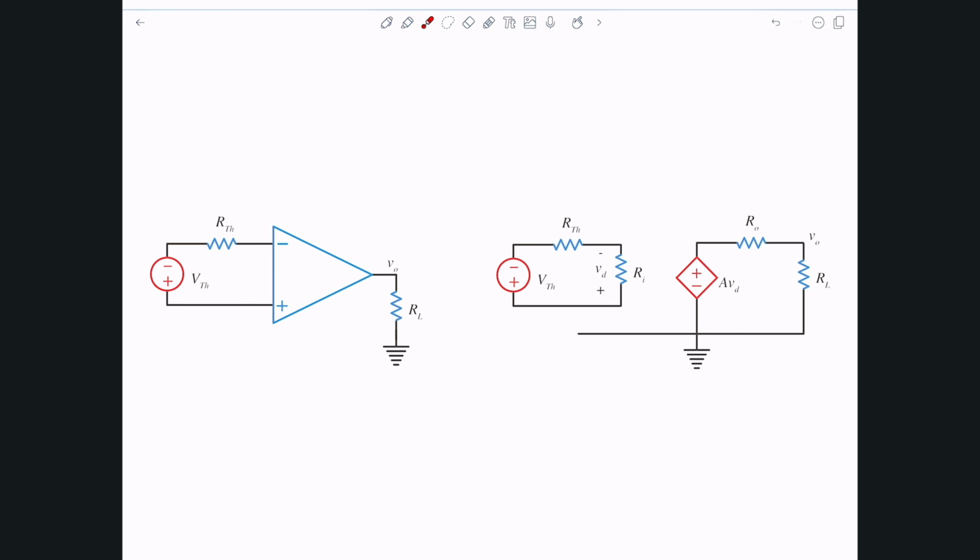Okay, so let's get started. We'll start with the V out. These two resistors are connected in series, and I'm interested in the voltage across RL, and I know the source voltage, so all I have to do is apply voltage division.